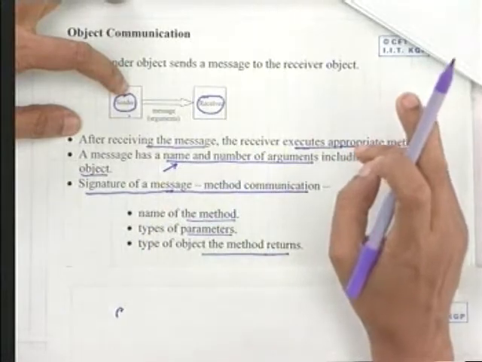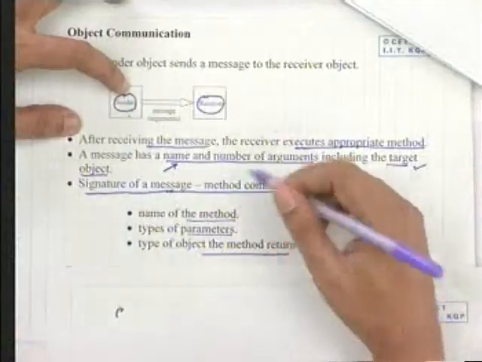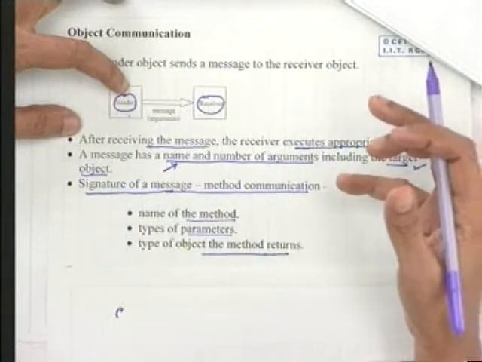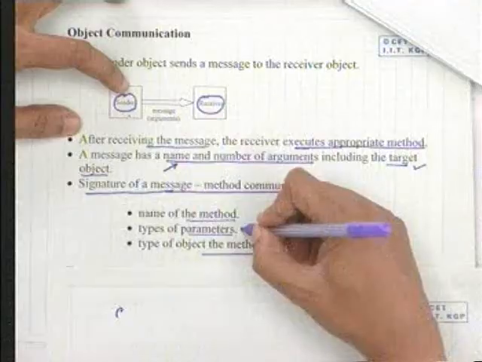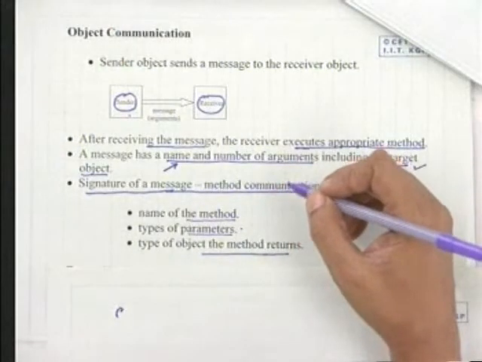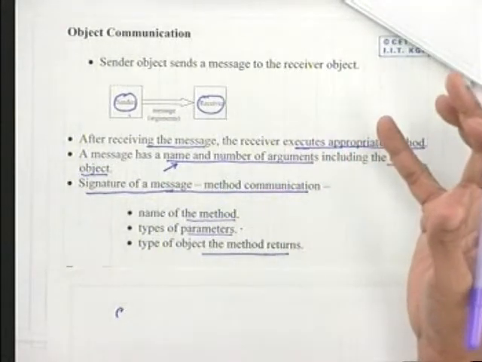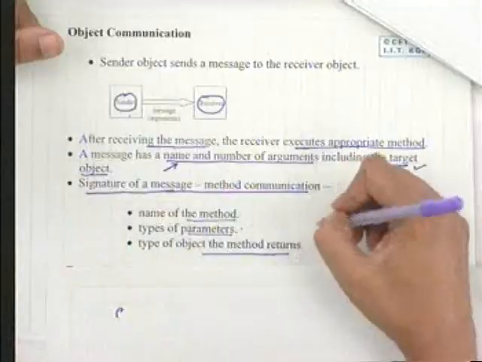For example, when an object triangle receives a message called rotate, it must execute a method called rotate, which may have the same name as the message. It must have types of parameters. In this case, it should rotate by a given angle, say x, where the angle is a definite type, and the type of the object the method returns.